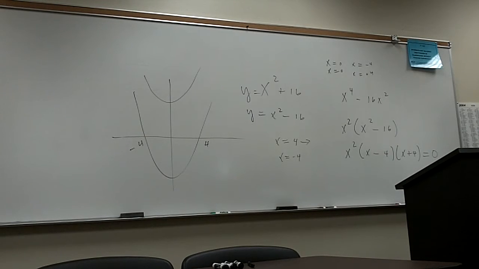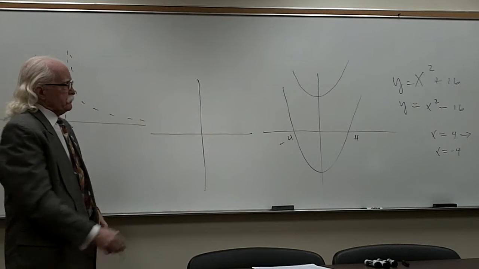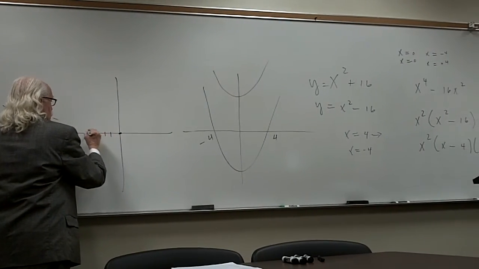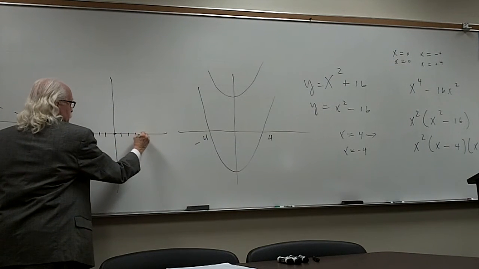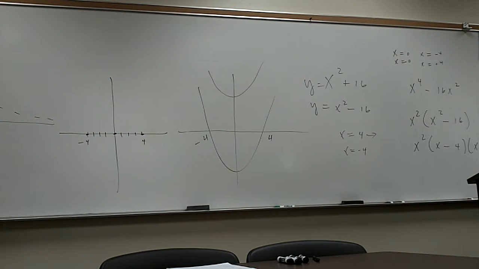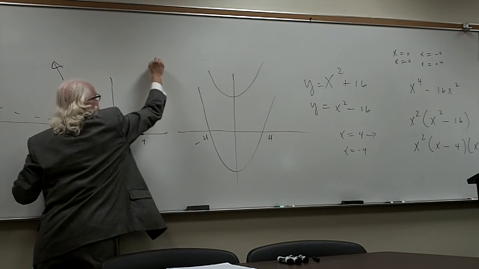So if you had to graph this problem, like so, the solution set is this: minus 4, plus 4, there. Even power, positive coefficient, up on both sides, right?